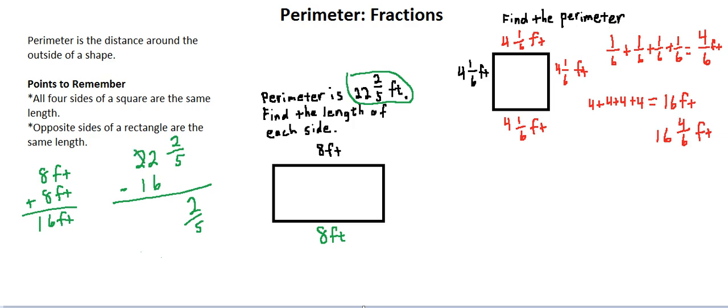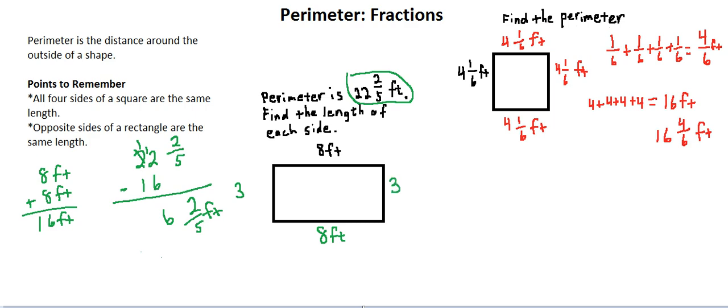And I'm going to borrow there. So 12 minus 6 is 6. 1 minus 1 is 0. So the leftover length that I have is 6 and 2/5 feet for these other two sides. Well, I need to split both of these in half. Pretty easily, I can split the 6. I know that that's going to be a 3, and that's going to be a 3.